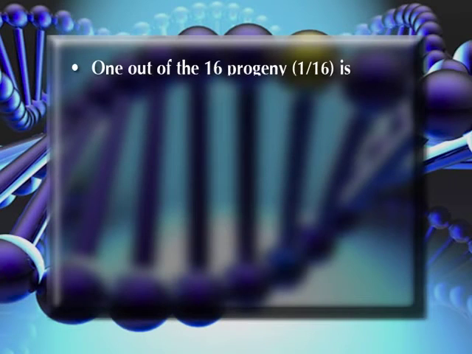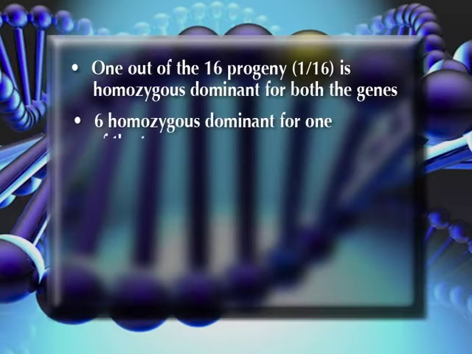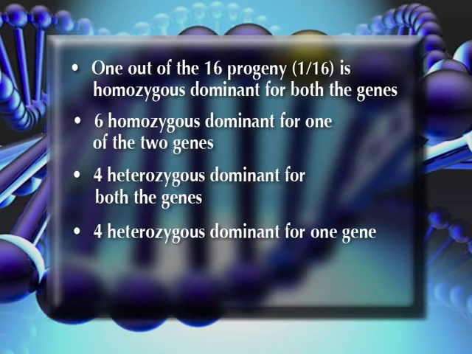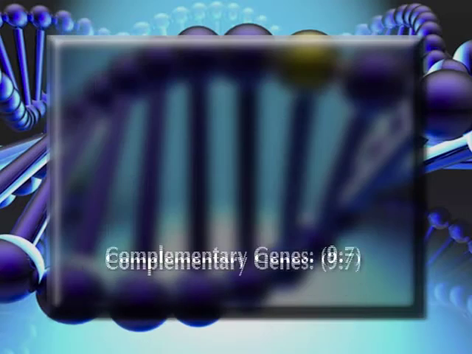Out of the 16 progeny, 1 is homozygous dominant for both the genes, 6 are homozygous dominant for one of the two genes, 4 are heterozygous dominant for both the genes, 4 are heterozygous dominant for one gene, while 1 is homozygous recessive for both the genes.